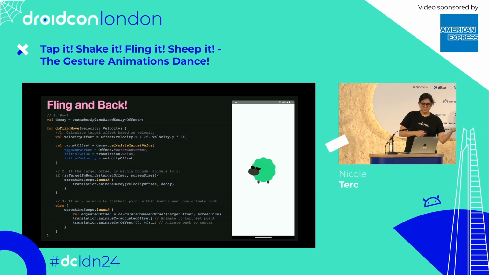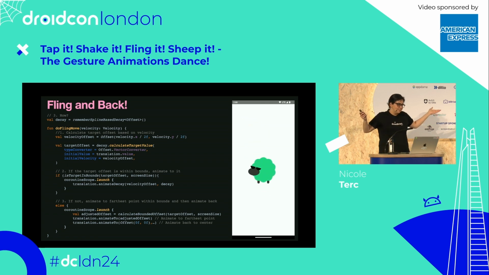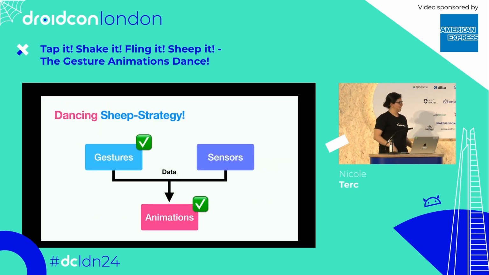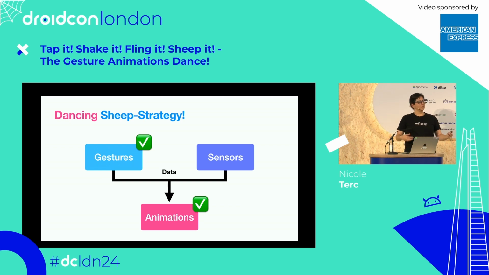Once we have this, you already have a fling and back chip. So far, so good. And I think we're good with gestures. I think you already got the hang of how to do this. So let's jump into something more interesting.